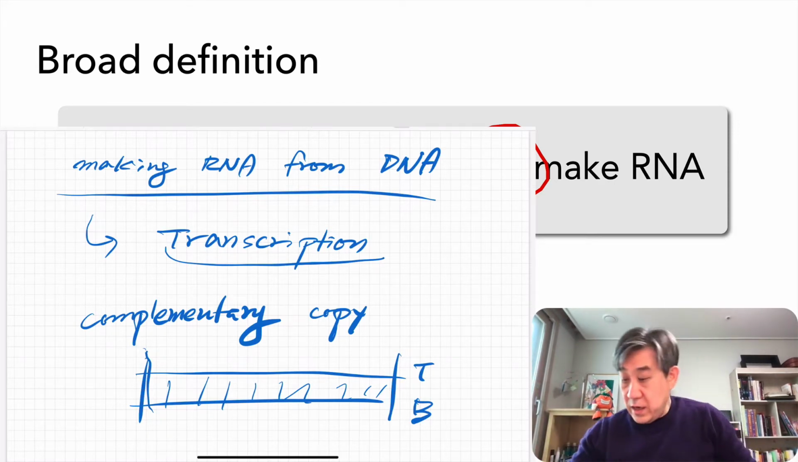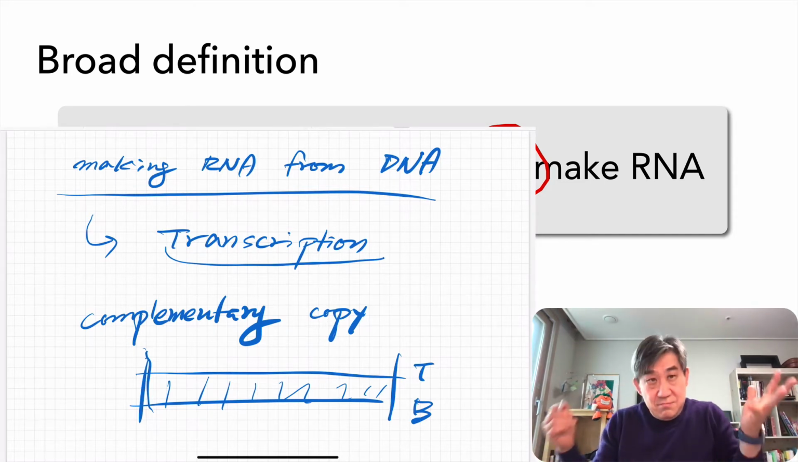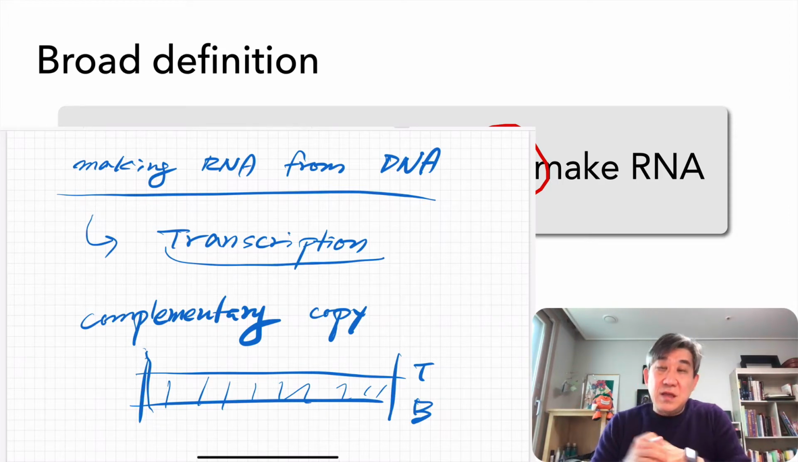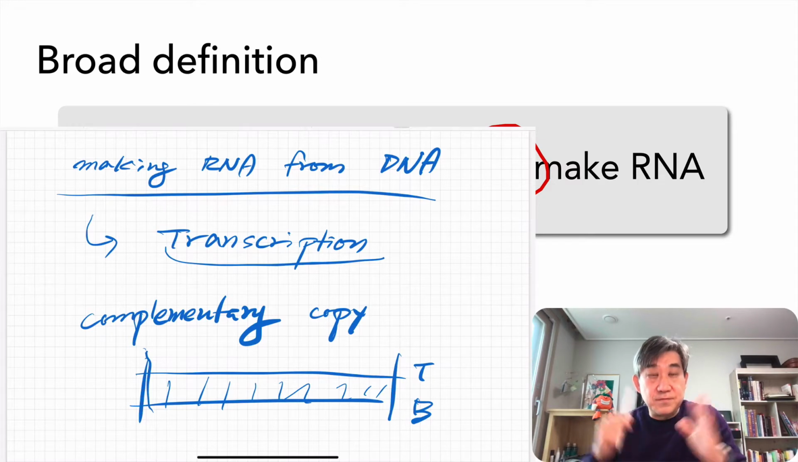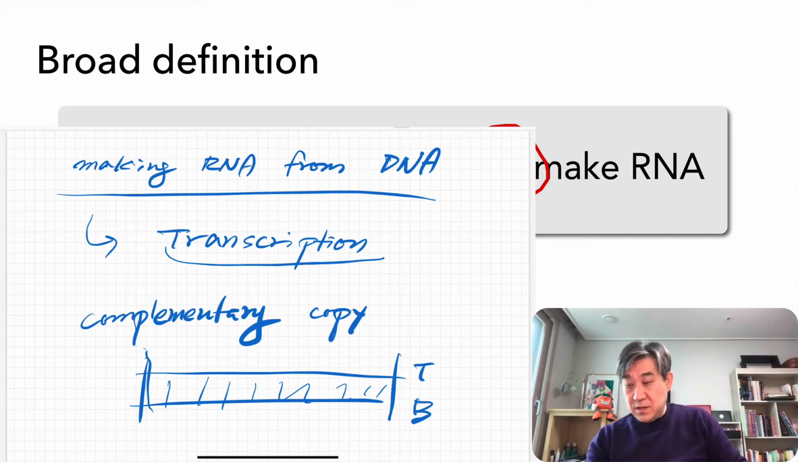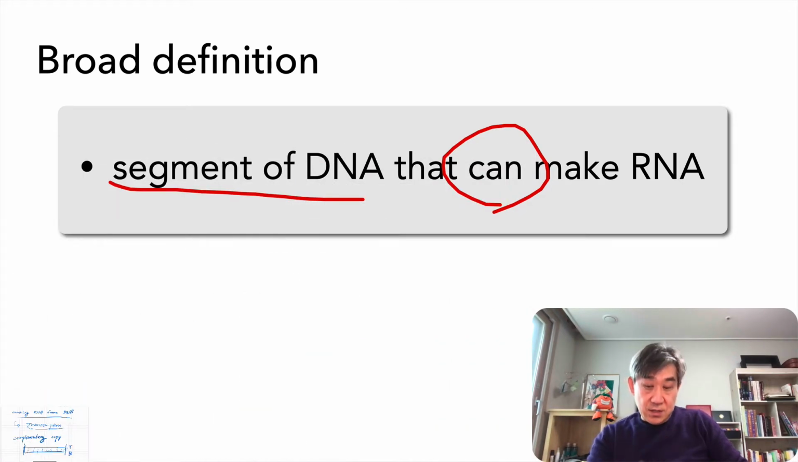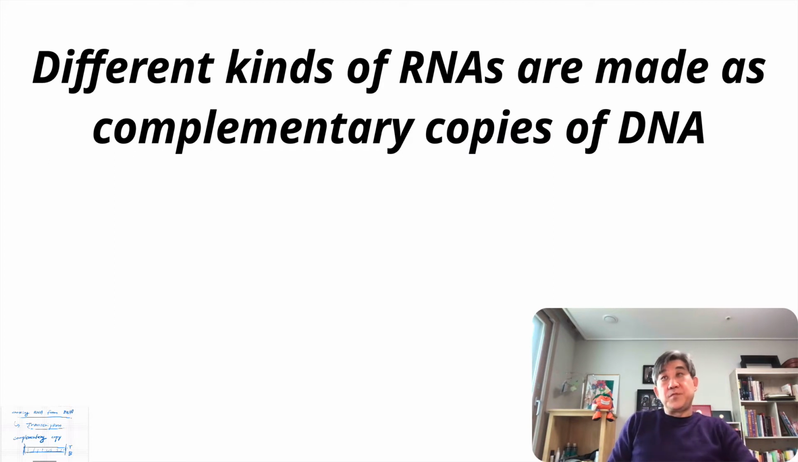Any area that has this ability doesn't mean that it will always do this 24/7. No. If I feel like to, I will do it. But if I don't feel like to, I don't have to do it. Here we are just trying to define things. So as long as this area is capable of generating this complementary copy of an RNA, then it is a legitimate gene area, by definition, rather than the more narrow definition of genes.